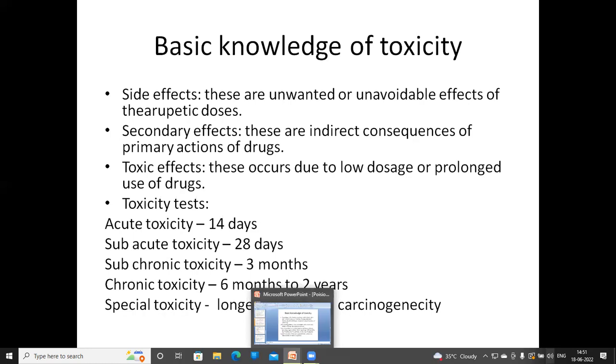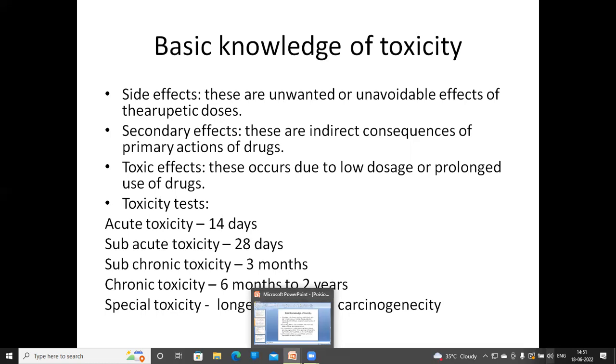And next one, side effects. What are side effects? Side effects also come under unwanted or unavoidable effects. When you take therapeutic doses of drugs, unwanted and unavoidable effects occur in your body. Such effects are called side effects. Next, secondary effects. Secondary effects mean the same thing as side effects. These are indirect consequences or indirect effects when you take some drug.